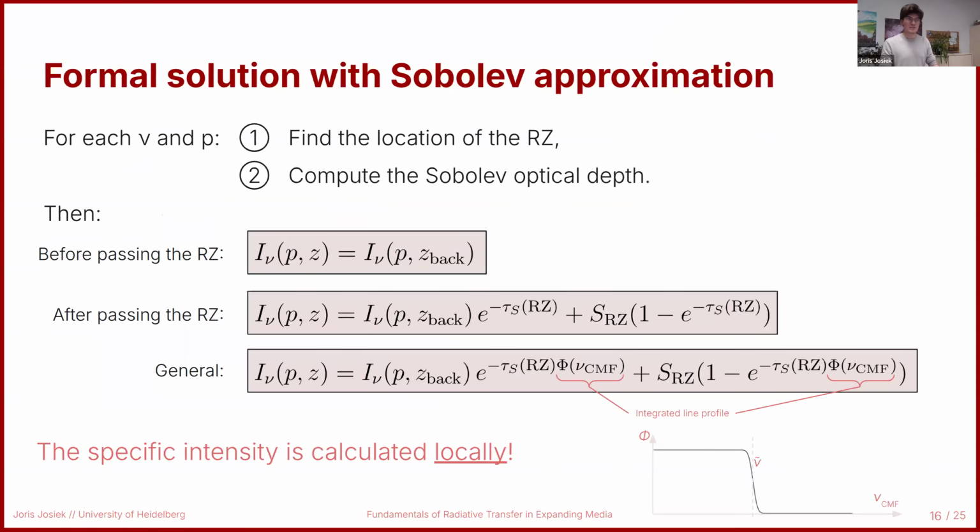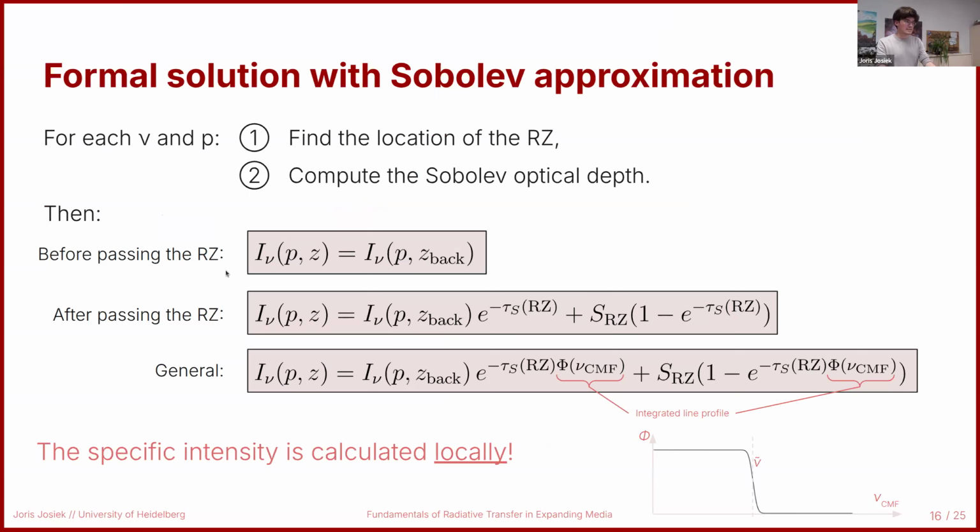So to find the formal solution in the Sobolev approximation, you do two things. For each frequency and impact parameter, you find the location of the resonance zone, and then you compute the Sobolev optical depth according to the last slide, and then you can calculate the intensity at each point.